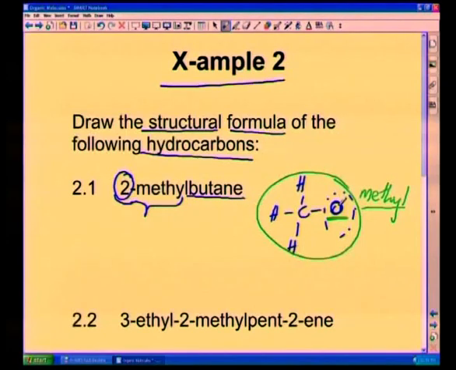We're talking butane, so I have got 4 carbon atoms. And I've got single bonds between them. Single bonds, no double bonds. That's why it's a butane. Now, it says 2-methyl-butane. So the methyl group must be on carbon number 2.